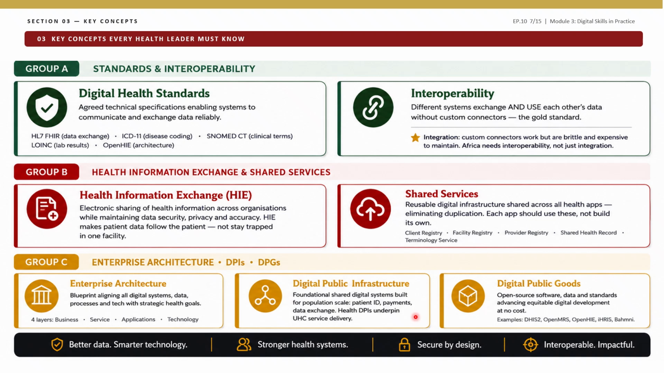Digital public infrastructure. DPI is foundational shared digital systems built for population scale, including patient ID, payments, data exchange, health DPIs, and UHC service delivery. Digital public goods. These are open source software, data, and standards advancing equitable digital development at no cost. They include DHIS2, OpenMRS, OpenHIE, IRIS, among others. Together, these create unified and connected health systems rather than isolated applications.